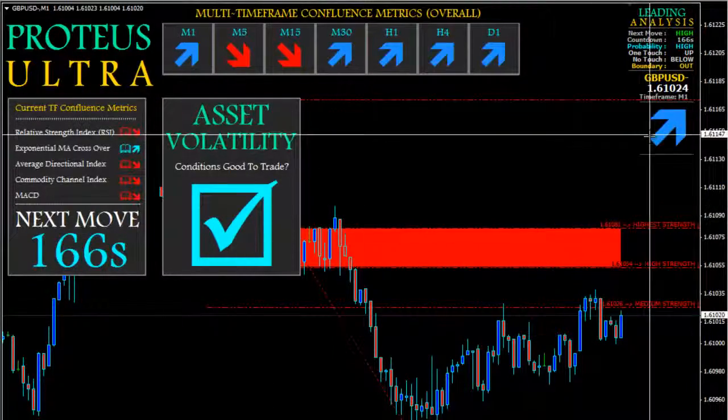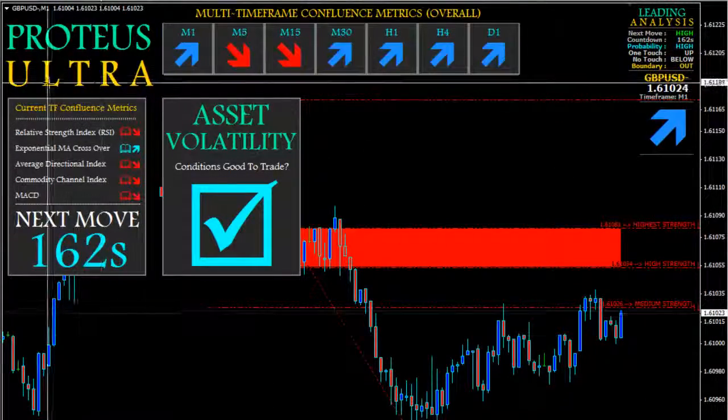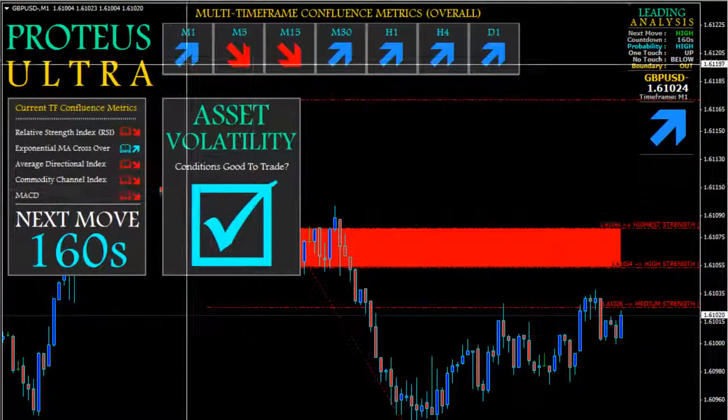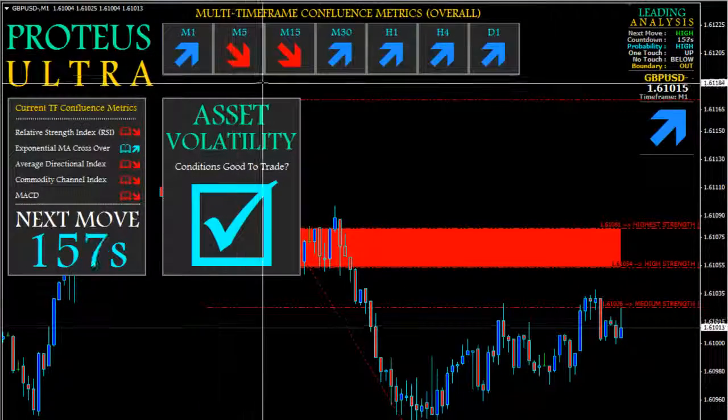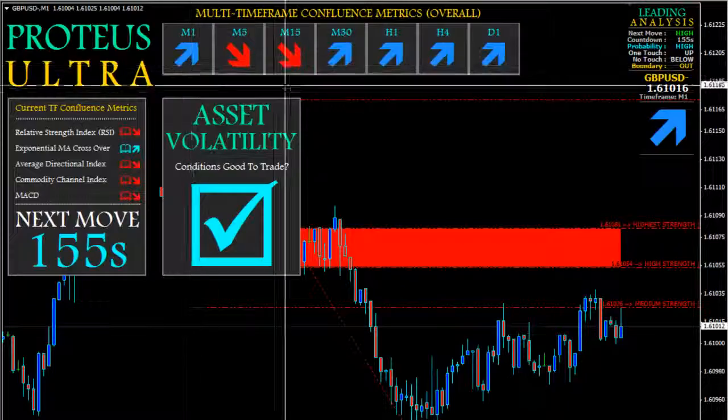Good morning. We're on the British pound US dollar using Proteus Ultra again today. Looking at the time frames, we're looking at continuation towards the long side. The long-term M30 onwards are long.